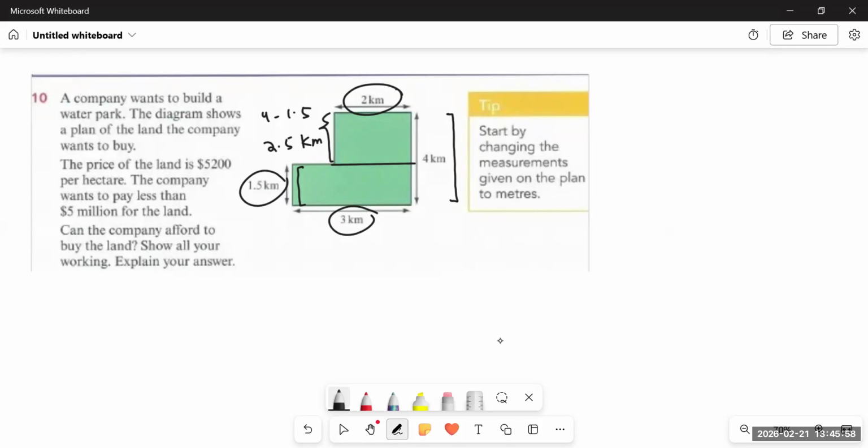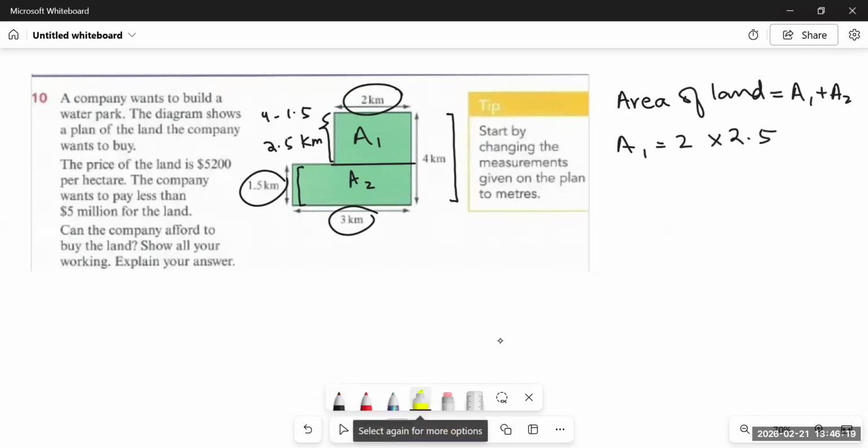To find the area of the land, let us divide it into two parts. And how are we supposed to do that? Area of land is equal to A1 plus A2, right? Let's say this one is A1 and this one is A2. So A1 is equal to the length 2 multiplied by the width 2.5. Again, I will tell you that the width is 4 kilometers from top to bottom, out of which the opposite part is 1.5 kilometers. So the rest of the part would be 2.5 kilometers.